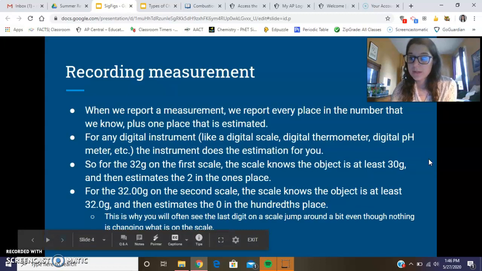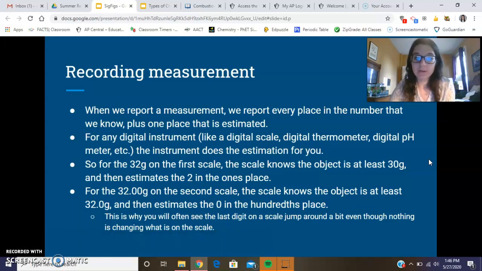When we record a measurement, we report every number that we are confident in or know, plus one place that is estimated, whether it's at the ones place or a decimal place. So for any digital instrument, like that scale example, or a digital thermometer, a pH meter, something like that, the instrument does that estimation for you. So that's why in lab, if you're weighing the mass of something, you might notice that last digit jumps around a little bit. That's because it is the estimated digit. It is an estimate, it's not exact.